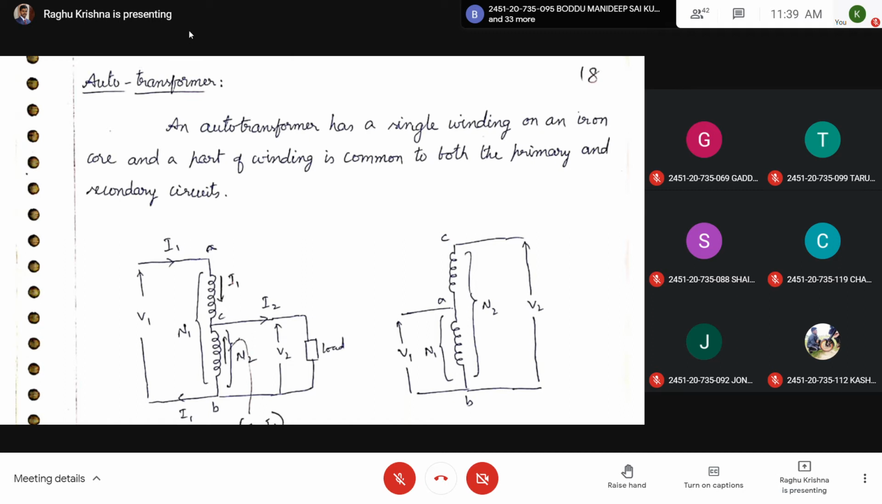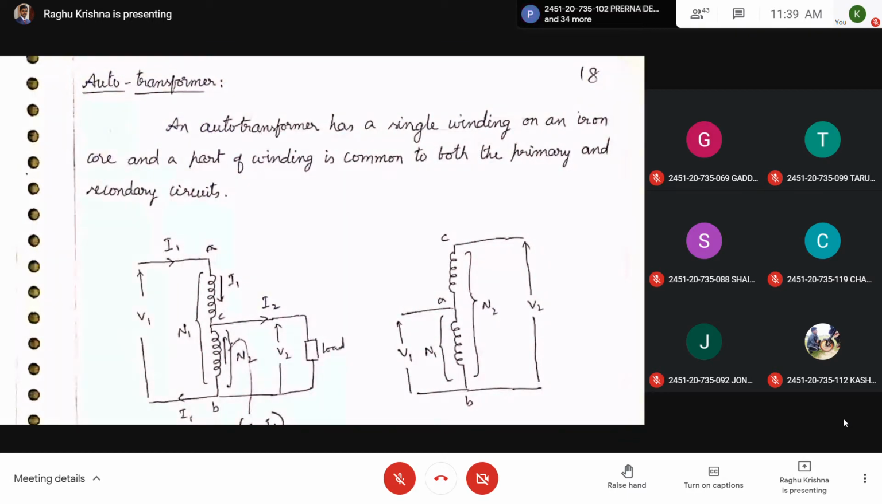Auto transformer. So this will be used in the lab. In the lab we are going to use the auto transformer for conducting the load test on a transformer. So here you have to know about the auto transformer. It is also there in your syllabus.